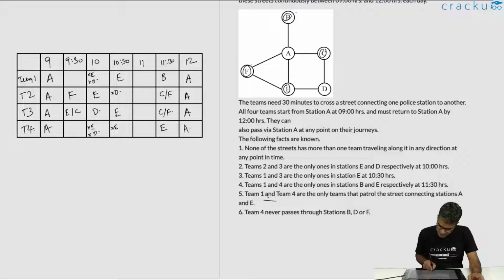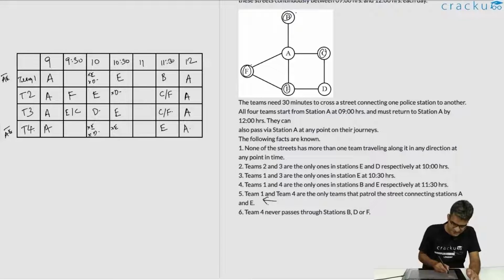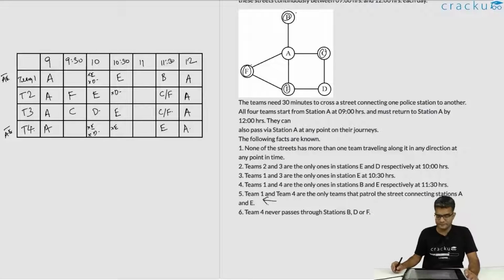Now teams 1 and 4 are the only ones that patrol the street A and E. So A and E are there only over here, either team 1 or team 4. This would immediately imply that from 9 to 9:30, because team 3 doesn't have the patrol from A to E, this has to be C only. Let us look at the next clue.